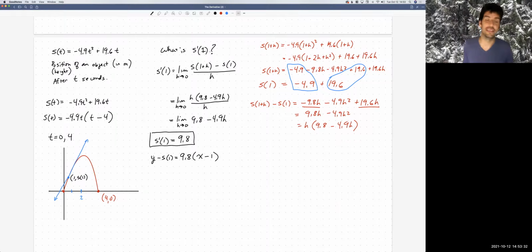What about that last piece, the instantaneous rate of change? Well, let's go back to our difference quotient here.